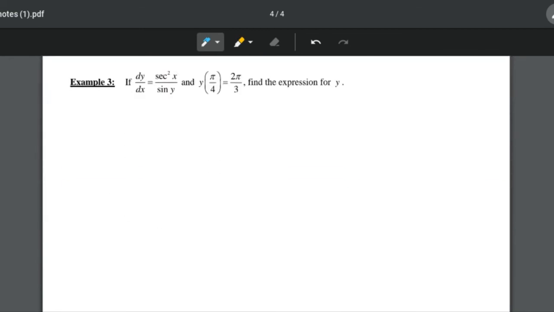All right, we got another example. This is our last one. This one looks hard, but we can handle it. Again, we're trying to solve for y. So separate your variables by cross multiplying. You get sine y times dy equals secant squared times dx.